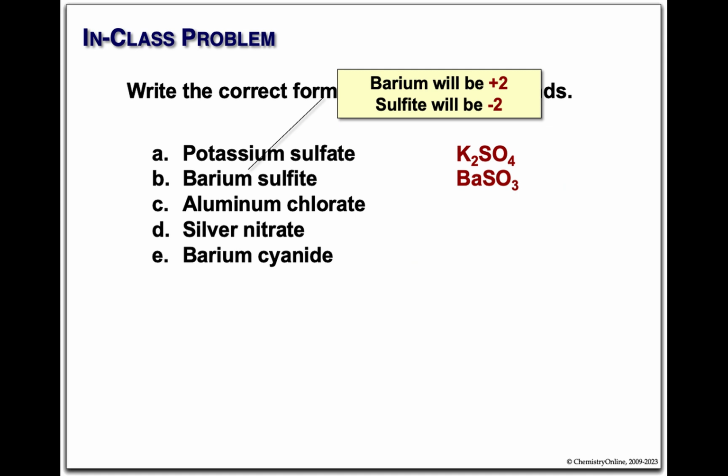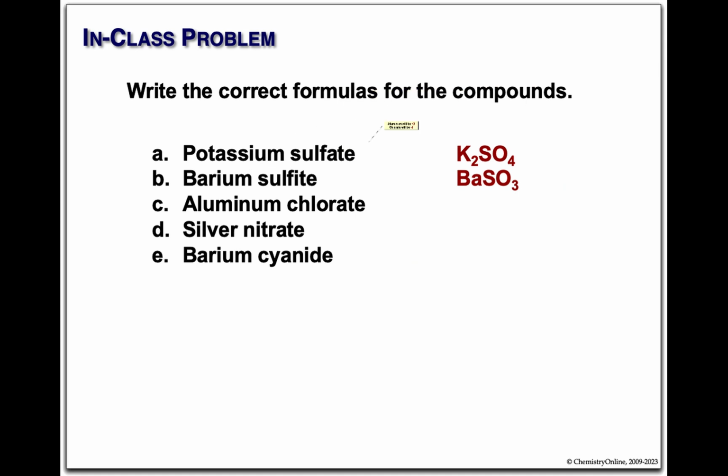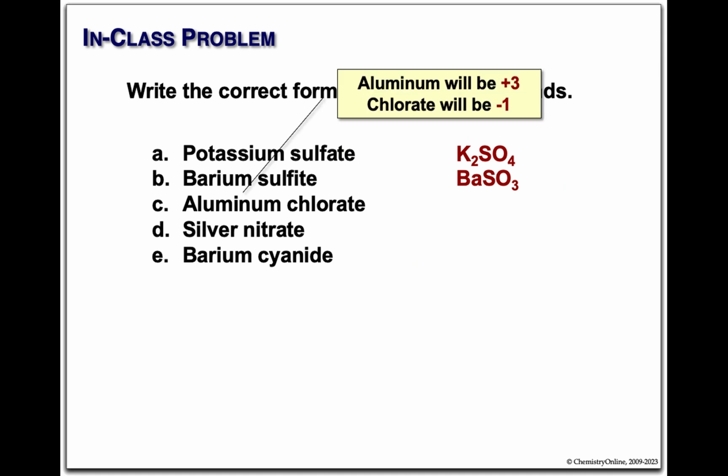Aluminum is +3. Chlorate is going to be -1. 3 chlorates for every aluminum. Now, how do we show this? We use parentheses. This is important. Al(ClO3)3. We have 3 chlorates and 1 aluminum.